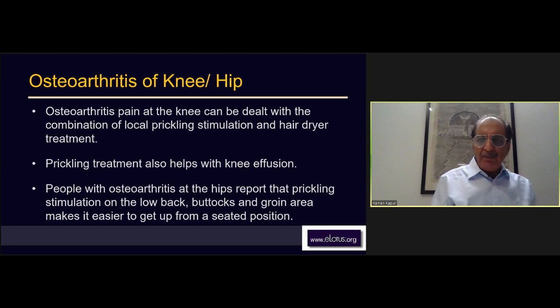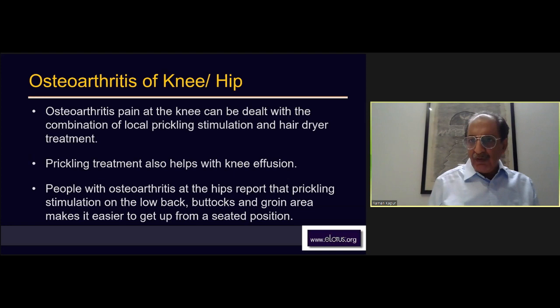So you can immediately see the result when a patient is pricked on an area of pain, and after the pricking itself, if you ask the patient to get up, they find that they're already feeling much better, which is great because we have got to make the patient feel the result immediately. And that gives a very big psychological well-being feeling also to the patients.